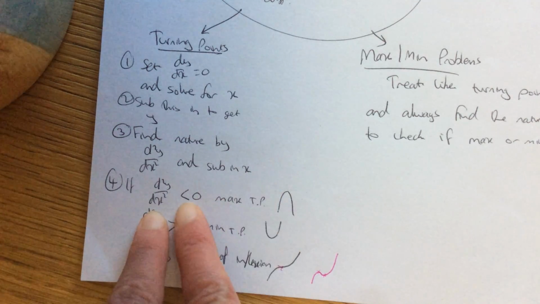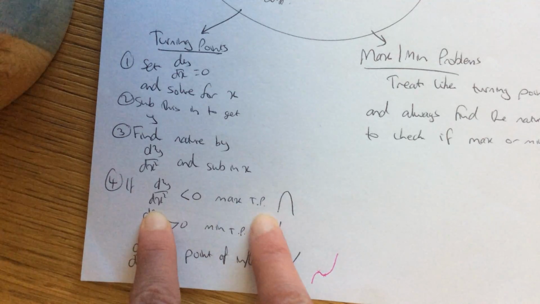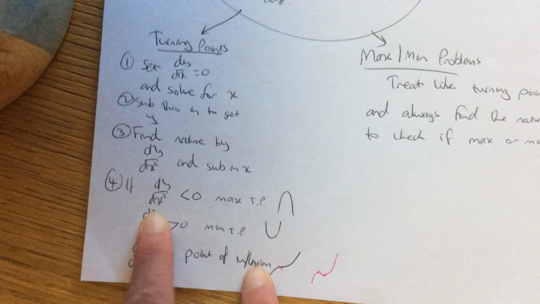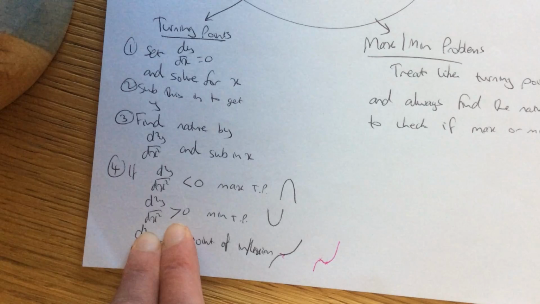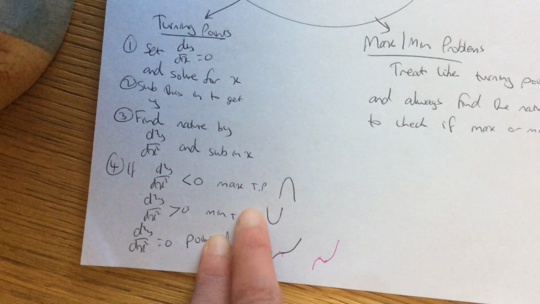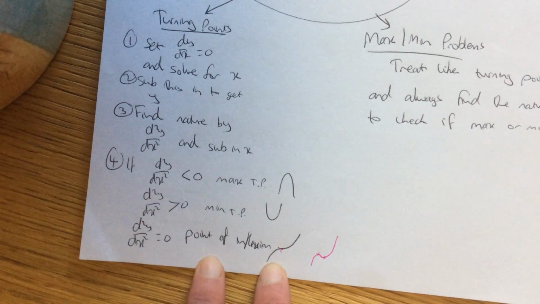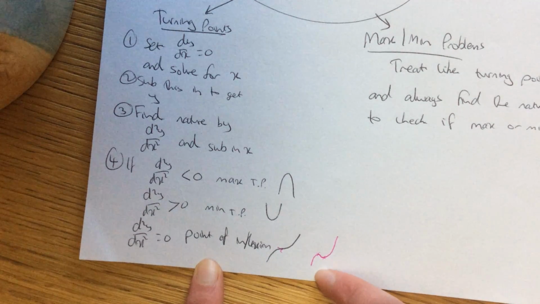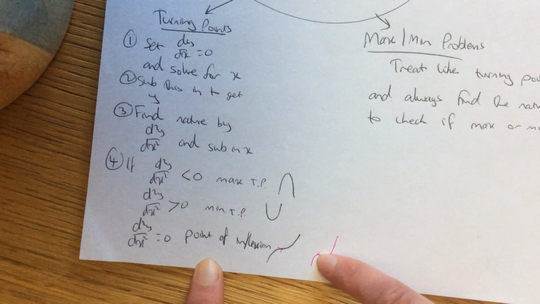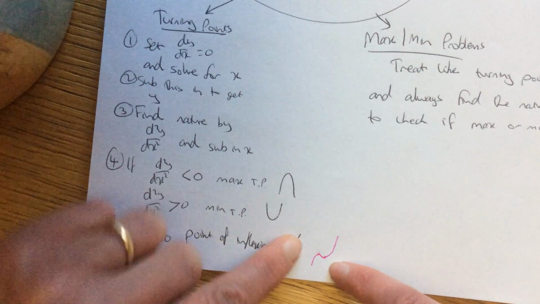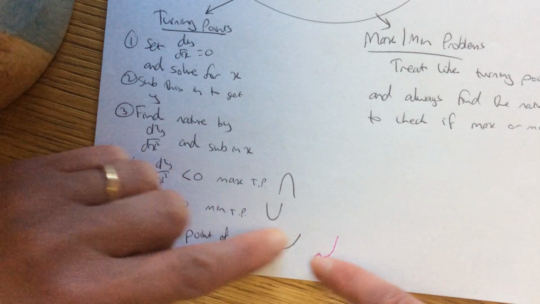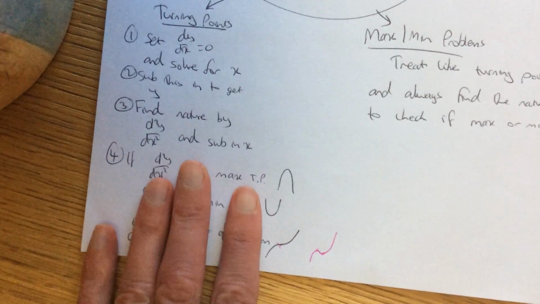If that works out to be under 0, it's a maximum. So it goes up to a maximum point and down. If it works out to be bigger than 0, it's a minimum. So it goes down to a low point and then up. If it works out to be 0, it's called a point of inflection. And if you look here, there's a pink line. See why that's going up and then down? A point of inflection, those two turning points are merged into one. Okay, so that's turning points.